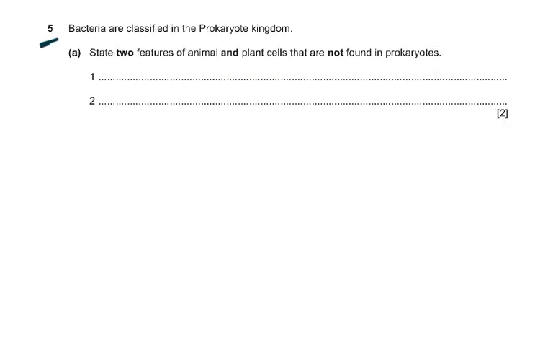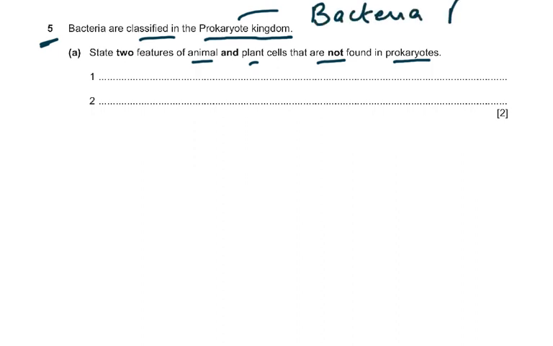Question number 5: bacteria are classified in the prokaryotic kingdom. State two features of animal and plant cells that are not found in prokaryotes. What are prokaryotes? They are bacteria. Two features of animal and plant cells that are not found in prokaryotes. There is no nucleus in bacteria; animal and plant cells have a nucleus.